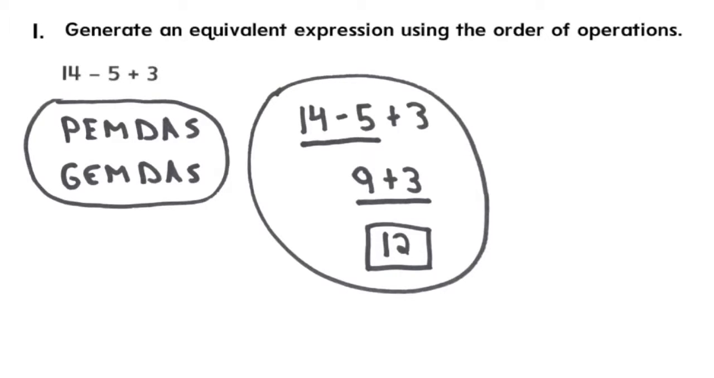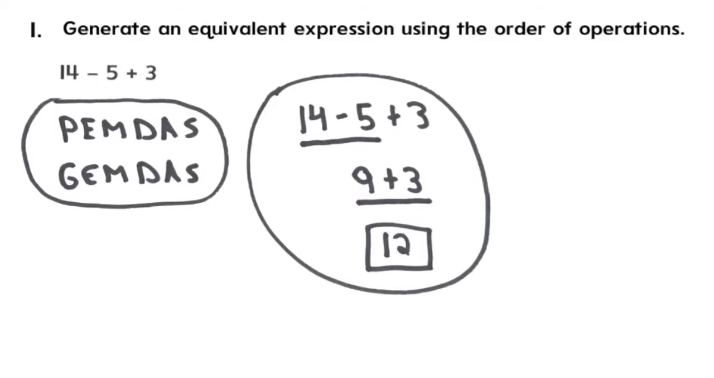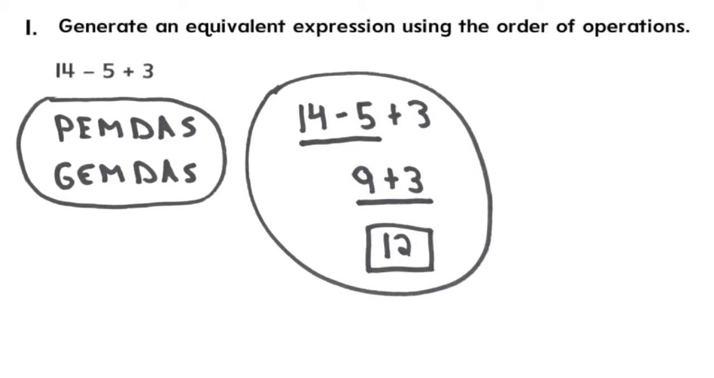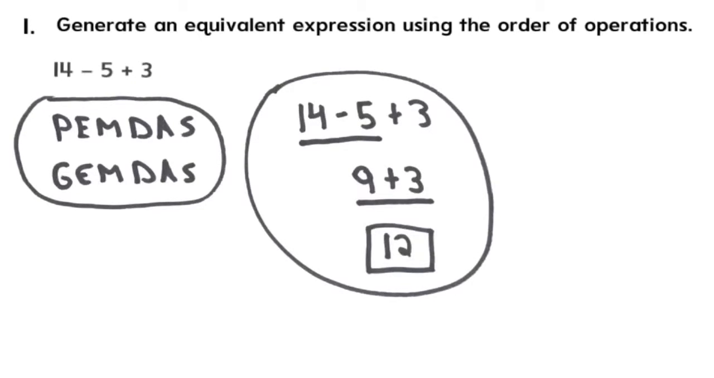And so on. In this case, ask yourself, is there a parentheses in this problem? No. Is there an exponent? No. Is there multiplying and dividing? No. How about adding and subtracting from left to right? The answer is yes. So you would start on the left, you would subtract 14 minus 5.